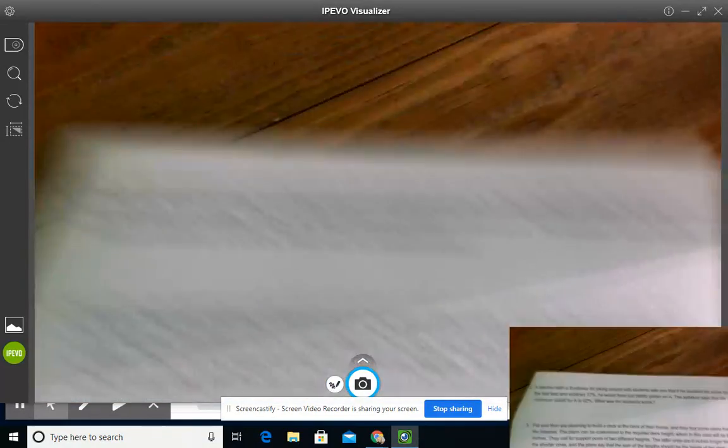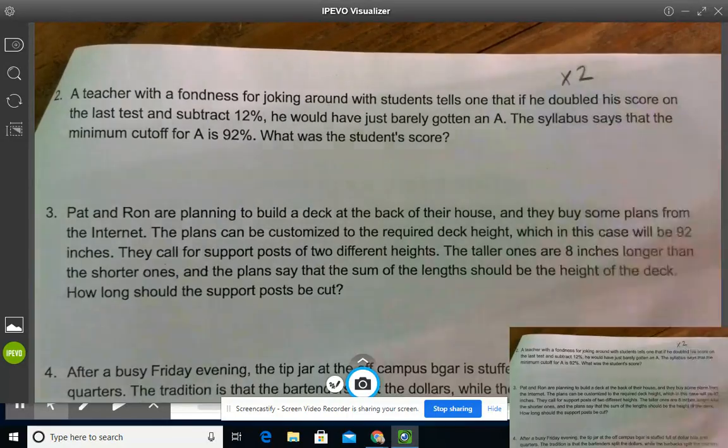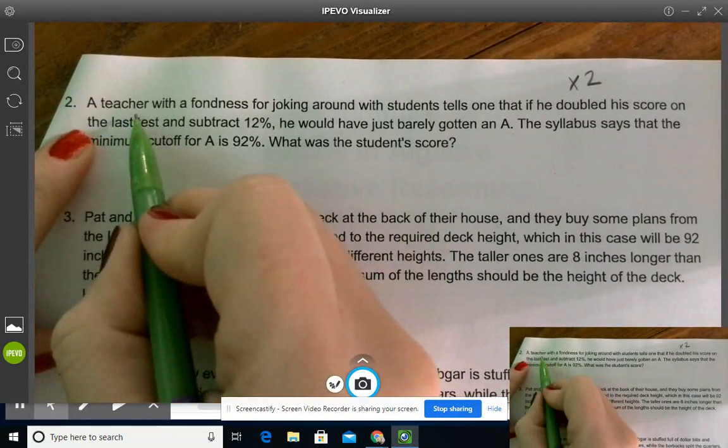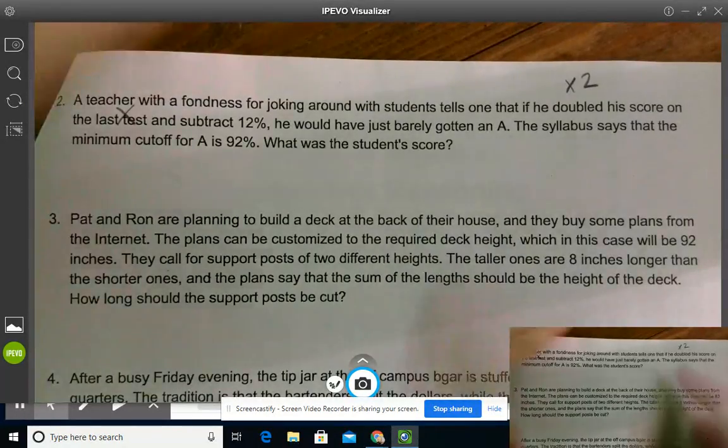Flip the page. A teacher with a fondness for joking around with students tells one that if he doubled his score, so doubling a score is multiplied by 2, on his last test, and we don't know what his last test is, so we're going to use that as x, and subtract 12%, he would have just barely gotten an A. The syllabus says that the minimum cutoff for an A is 92%. What is the student's score?